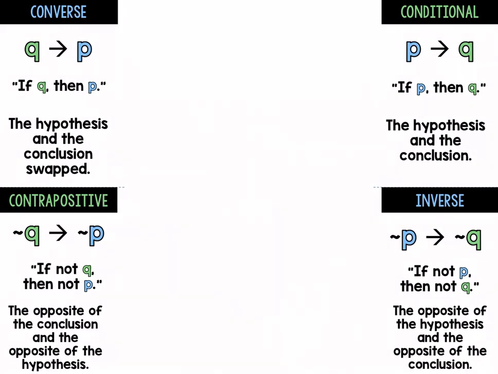So then the contrapositive is the converse, but it has the not. So if not Q, then not P. So if I don't go hang out with my friends, then I won't clean my room. Okay, so you take the negative of both of those and you switch them.